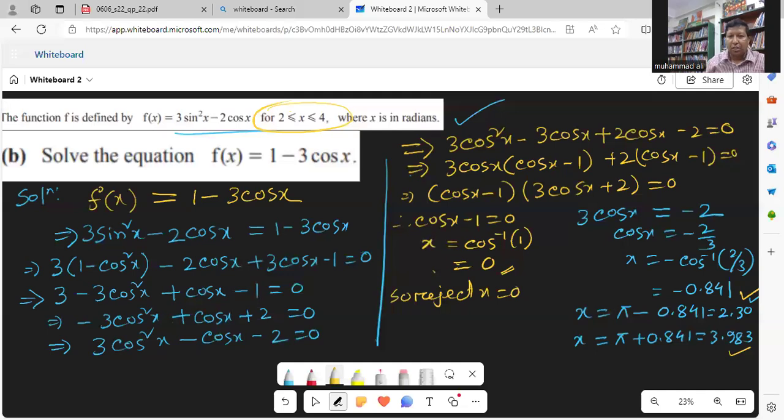So we have to take these results. Our answer is x = 2.30 and 3.983. Both of these results are taken, but x = 0 we reject.